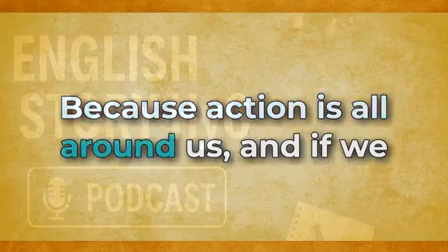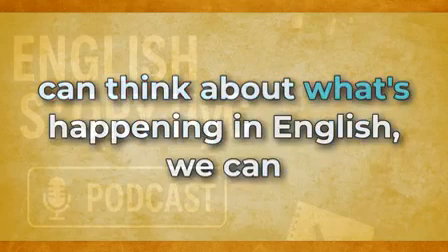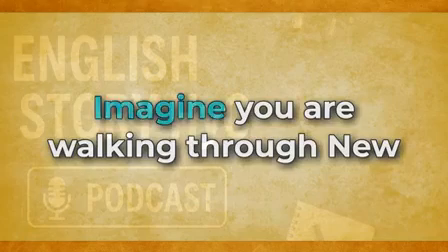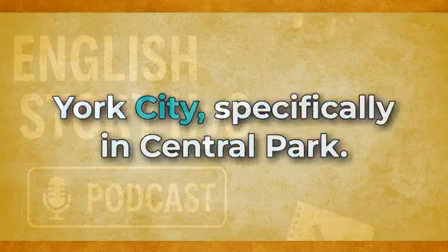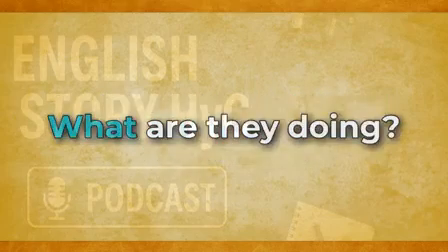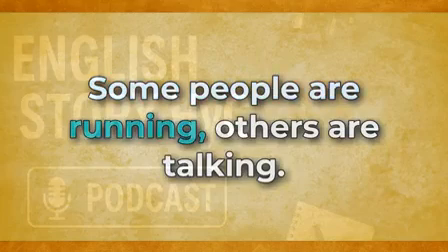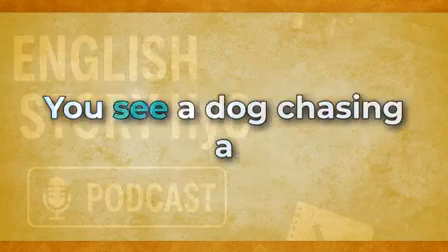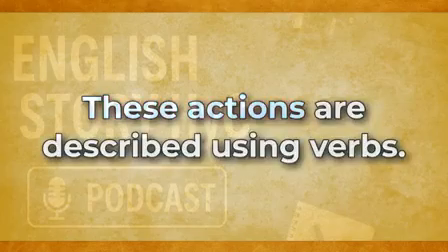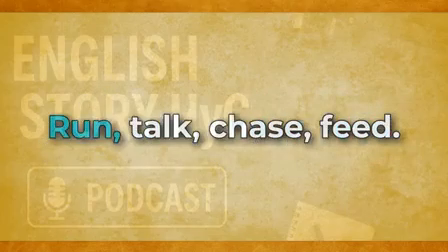Because action is all around us, and if we can think about what's happening in English, we can start forming sentences in our heads more quickly. Let's take an example. Imagine you are walking through New York City, specifically in Central Park. You see people everywhere, all engaged in different activities. What are they doing? Some people are running, others are talking. You see a dog chasing a ball, and someone is feeding pigeons. These actions are described using verbs: run, talk, chase, feed.